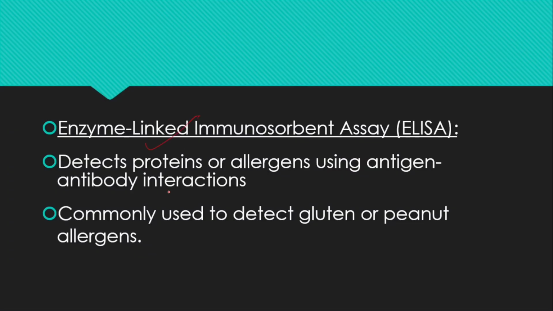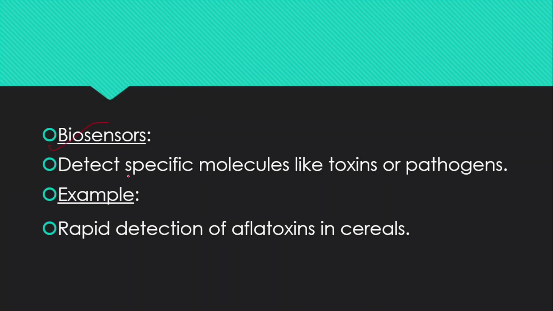Enzyme linked immunosorbent assay, ELISA. It detects proteins or allergens using antigen antibody interactions, commonly used to detect gluten or peanut allergens. Biosensors. It detects specific molecules like toxins or pathogens. An example is rapid detection of aflatoxins in cereals.